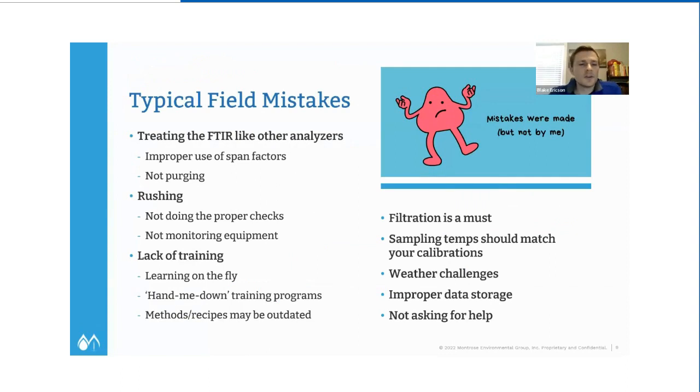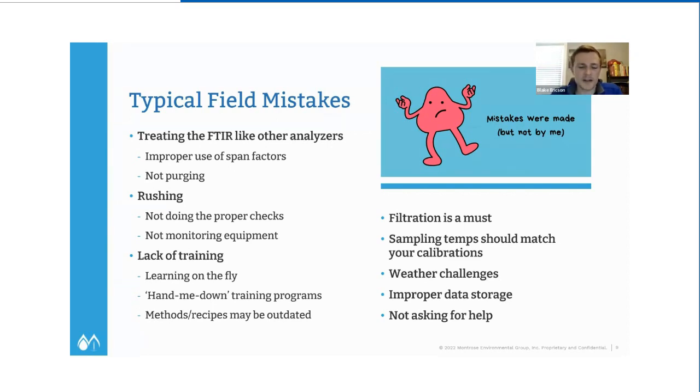So, typical field mistakes. There's a whole slew of these, but for today, we just want to reiterate that we can't treat the FTIR like other analyzers. We know a lot of stack testing firms throw these instruments in a rack in a trailer and they bounce down the road. I highly recommend that we don't do that with an FTIR. Get it its own nice little Pelican case. Make sure it's well insulated and there's some suspension there. There are some internal suspension pieces that help these things stick together. But with the amount of travel that we do in our field, mistakes do happen.